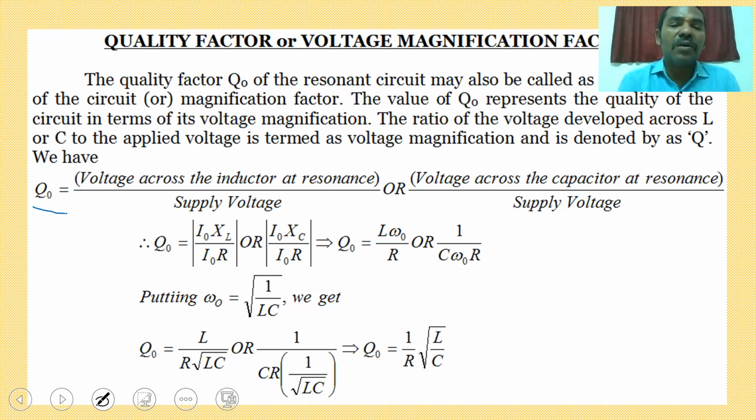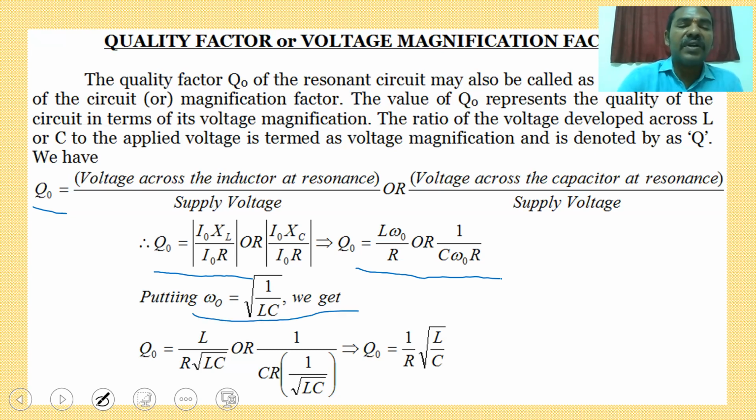So Q naught is equal to the voltage drop across the inductor at resonance, or the voltage drop across the capacitor at resonance, divided by the voltage drop across the resistor, at the supply frequency. So now Q naught is equal to I naught into XL divided by I naught into R, or I naught into XC divided by I naught into R. Or you can write it as Q naught equals L omega naught by R, or 1 by C omega naught into R. So now what is omega naught?